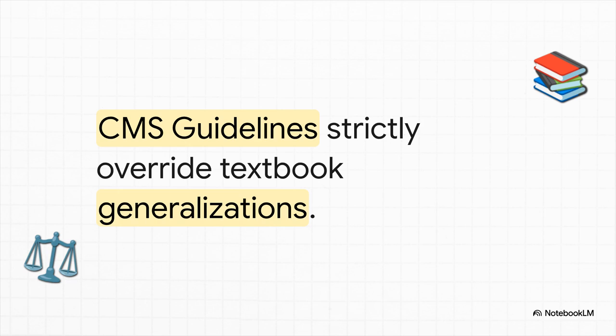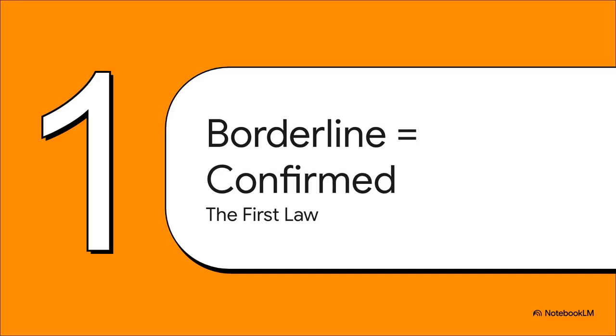Literally, they trump everything. Textbooks tend to generalize rules for the sake of simplicity, but out here in the real world of compliance, the CMS guidelines are absolute law. So for this explainer, CMS is our ultimate authority, period. All right, moving right along to Rule 1, borderline equals confirmed. Let's take a look at our very first law.